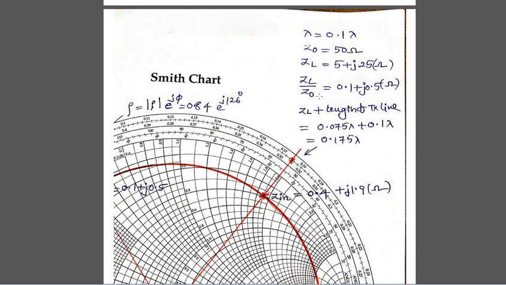Normalization means you are going to divide that by Z0. When you divide this entire thing by 50, 5 by 50 is 1 by 10, which equals 0.1. Here 2.5 by 50 equals 0.05, so we get this here. So that is ZL up to this part, then we will come to the next point.